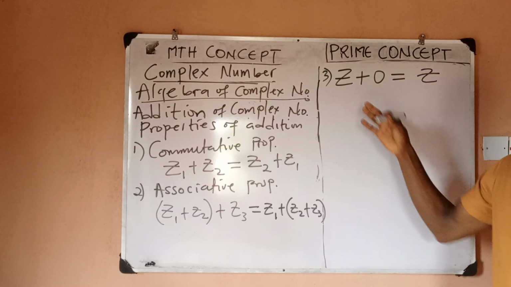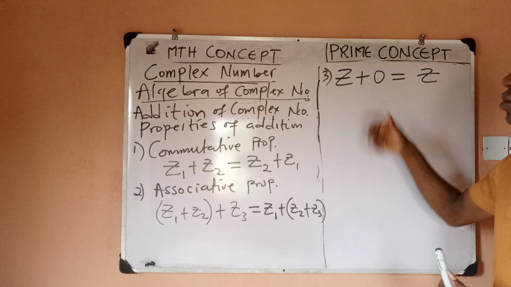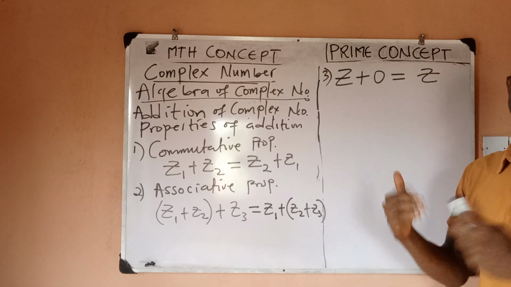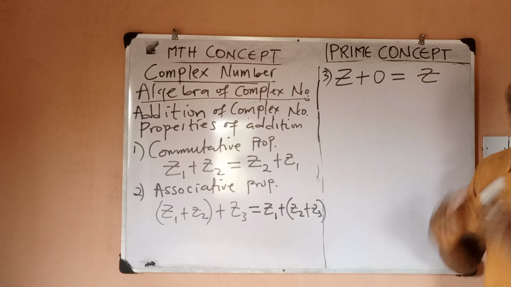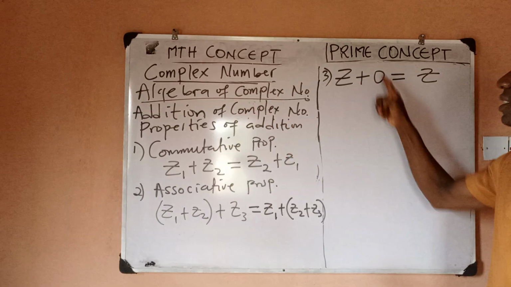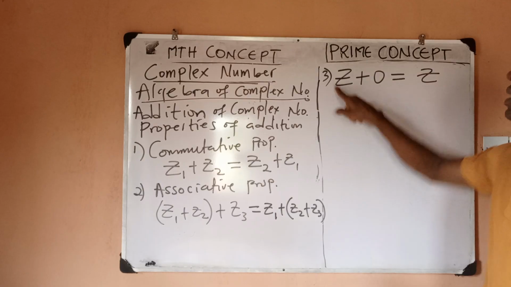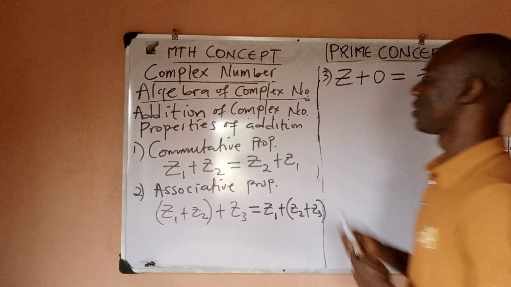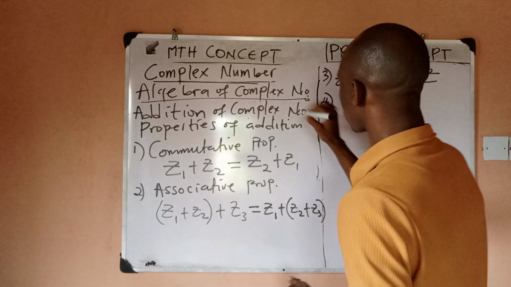This follows for real numbers. If you add 0 to any real number, say 0 plus 2, the answer is 2. 0 plus 3, the answer is 3. The same thing is applicable to complex numbers. It doesn't change. If you add 0 to any complex number, the result is still the complex number, right? That is what this property is saying.